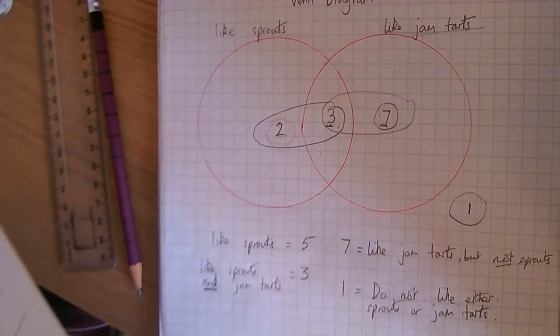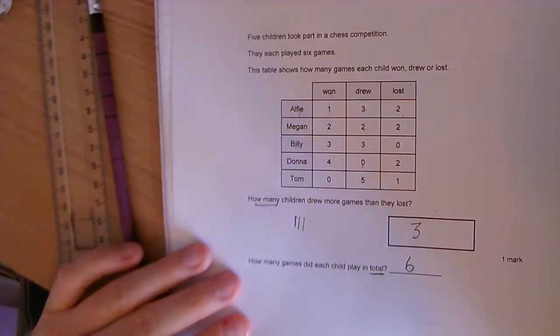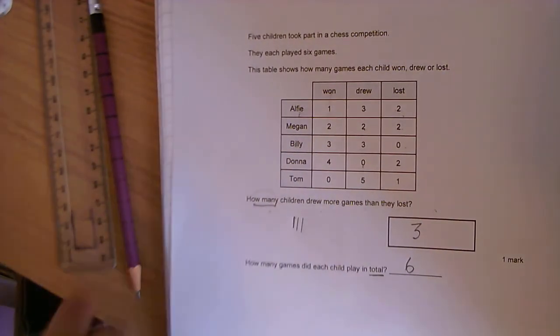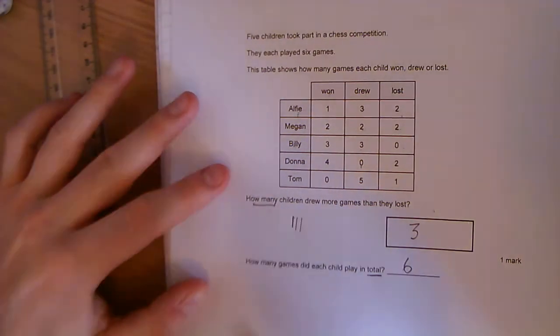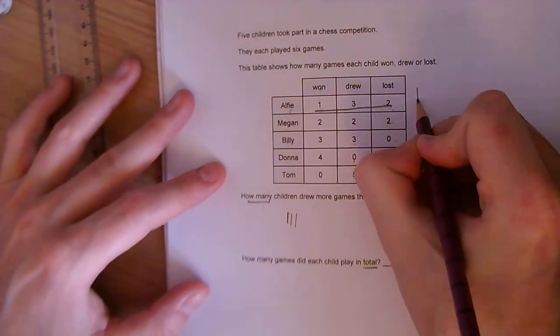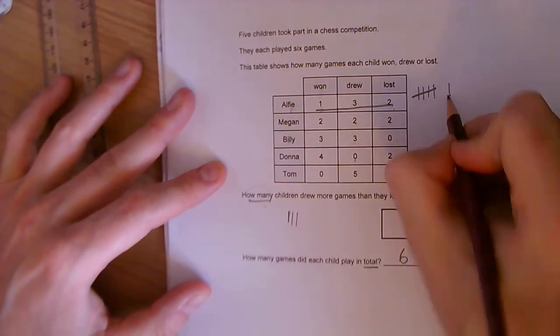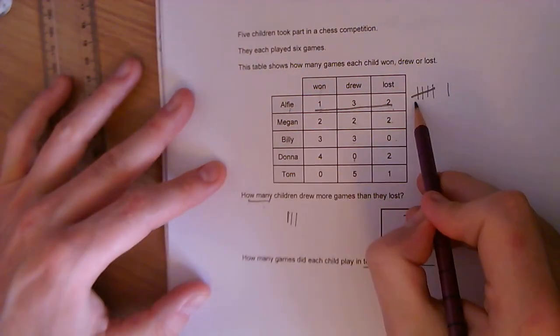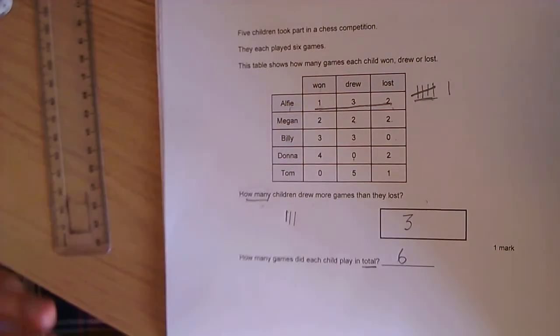So just a quick recap on data. Tables, read the information carefully. One thing we didn't talk about, which I'll quickly talk about now, is tally charts. If you were going to write the number 6 in tally charts, you'd just do 1, 2, 3, 4, 5, 6. So this here is 5. They just come in groups of 5 like that. I think you probably already know that.